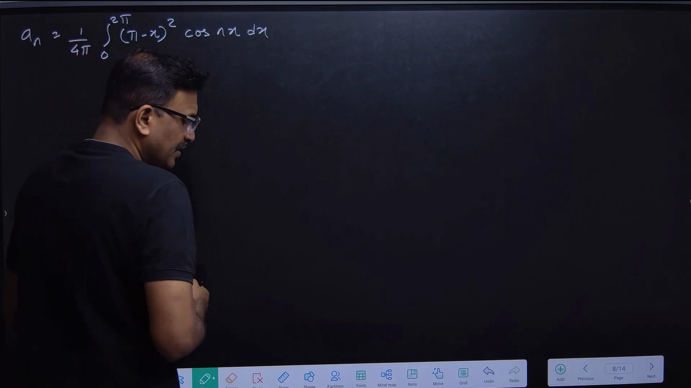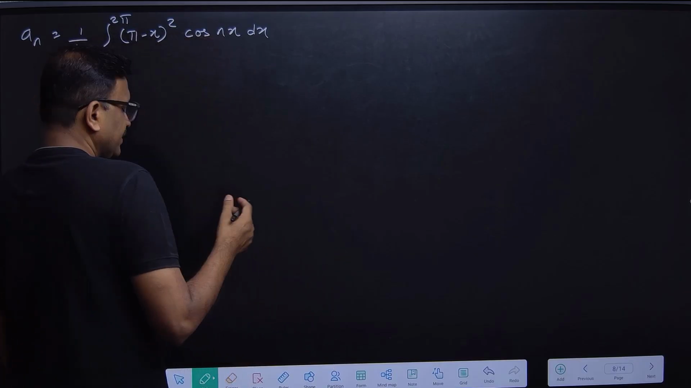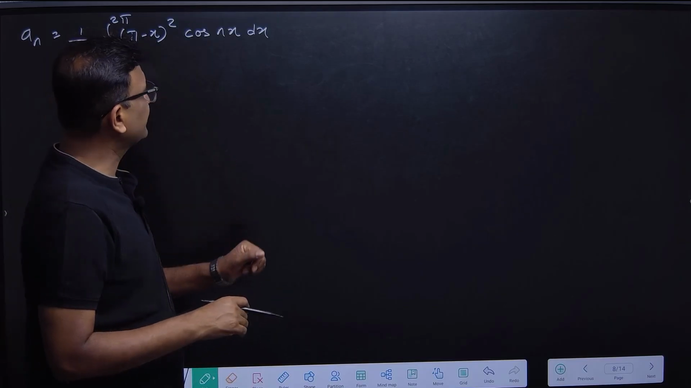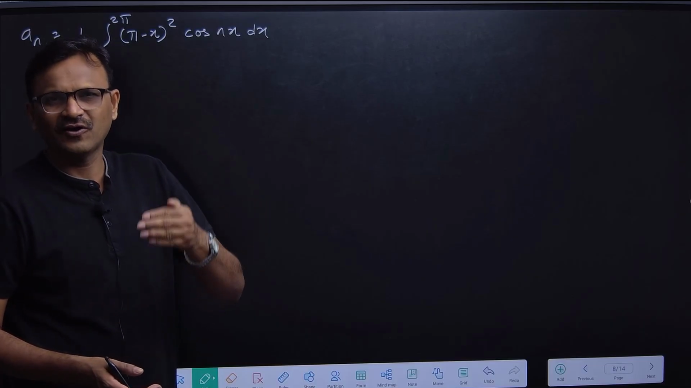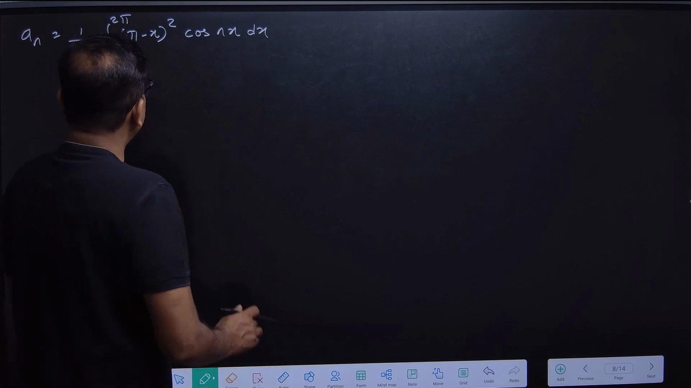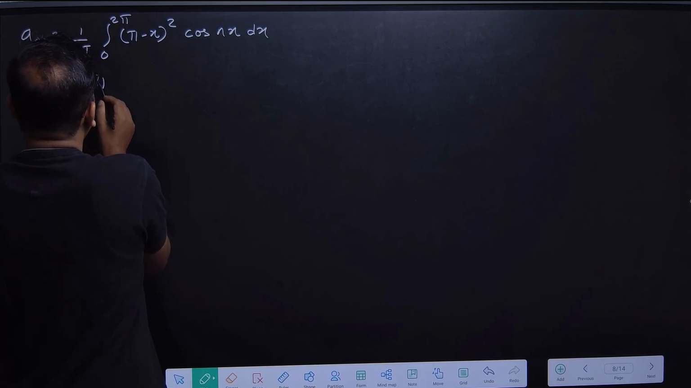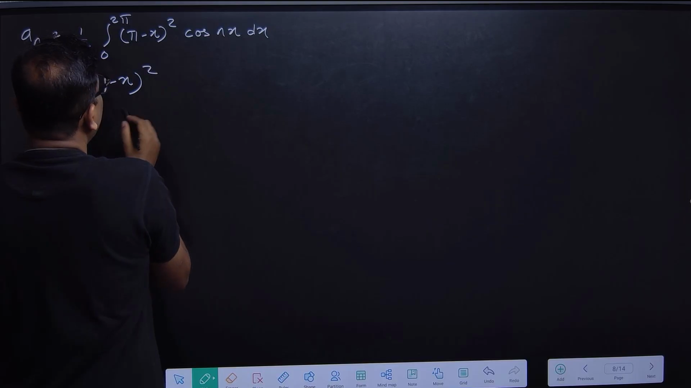To choose that u, we use that rule of I late or light. So here, that pi minus x the whole square, this term is algebraic function. Cos nx is trigonometric function. So according to the order of light or I late, algebraic term comes before trigonometric function. So therefore we take our u as pi minus x the whole square. This is our u.